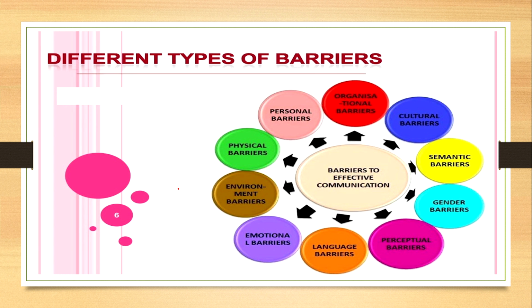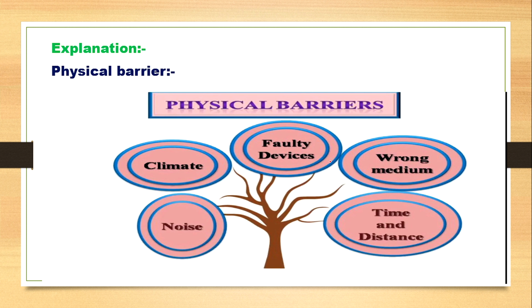Now different types of barrier. These are the different types of barrier. You can see personal barrier, organizational barrier, cultural barrier, semantic barrier, gender barrier, perceptual barrier, language barrier, emotional barrier, environmental barrier, physical barrier. So physical barrier is also here. So we can see the first option, physical barrier. Yes, it is a barrier. In effective communication physical barrier occurs and physical barrier is always present. So physical barrier is a barrier.